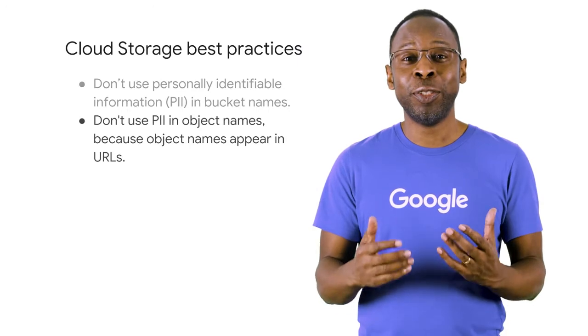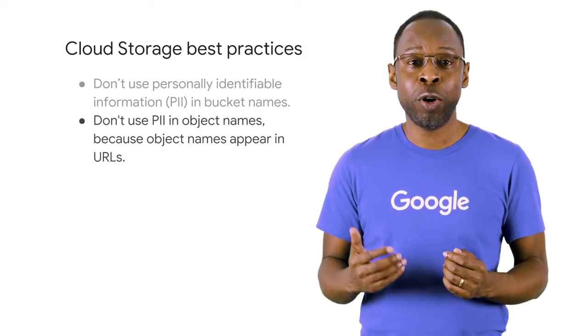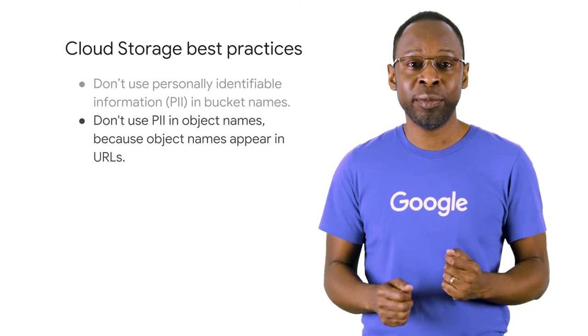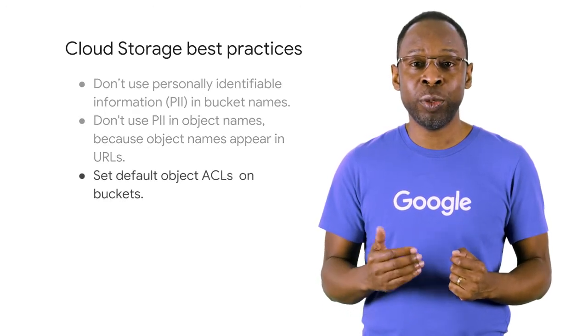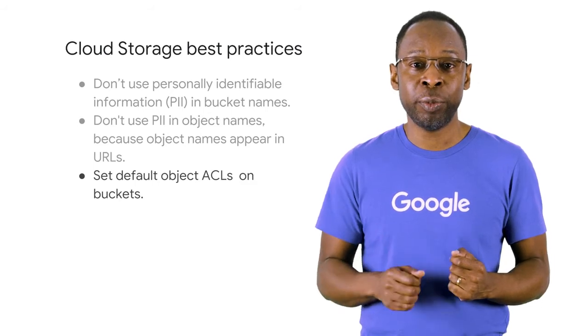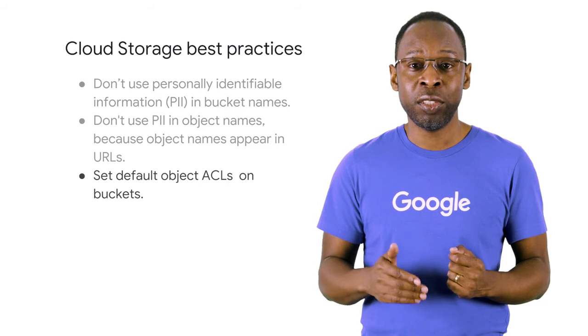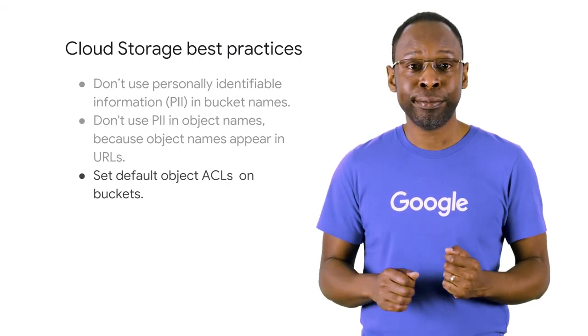Another option is to use buckets based on a domain name and then manage the bucket object names as subdomains. Similarly, do not use any personally identifiable information as object names. Remember, object names appear in URLs. Before adding objects to a bucket, first check that the default object ACLs meet your requirements. This could save you a lot of time from updating ACLs for individual objects.